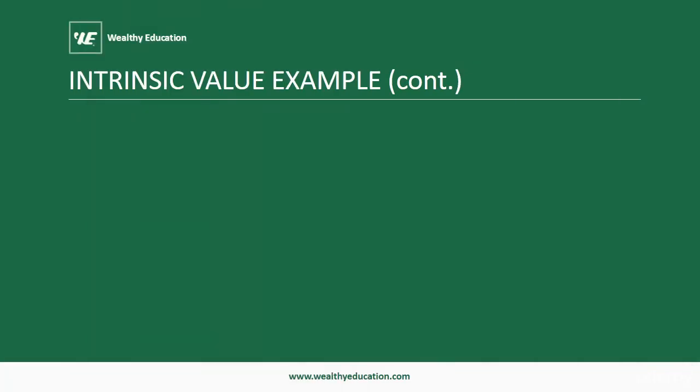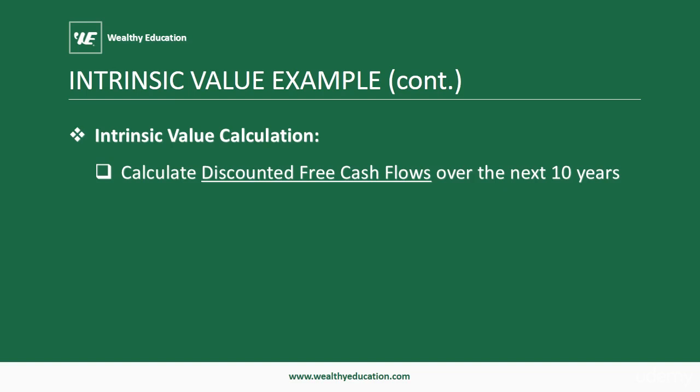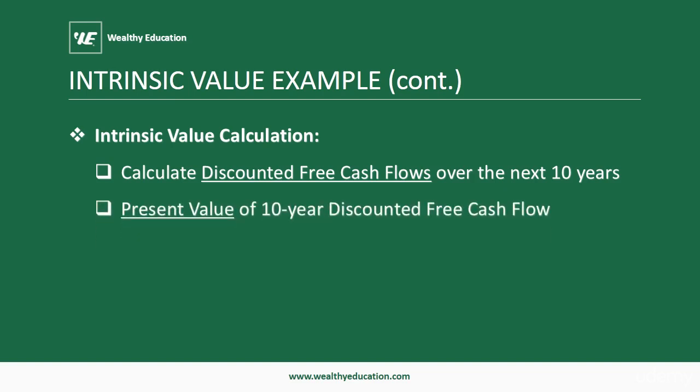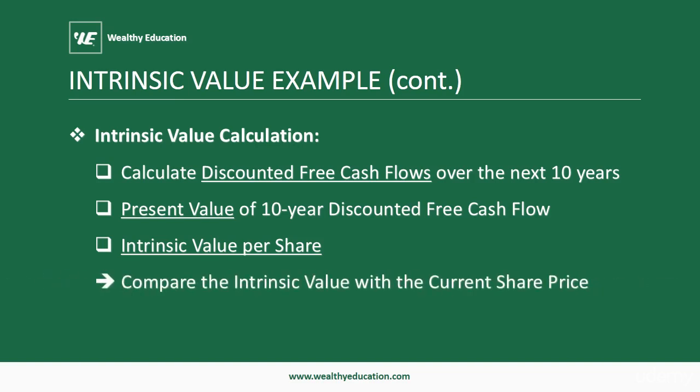In order to calculate the intrinsic value, there are several steps that we'll need to follow. Firstly, we'll need to calculate discounted free cash flows of the business over the next 10 years. And then, we'll put all of the discounted free cash flows together so we can come up with a present value of the 10-year discounted free cash flow. After that, we'll calculate the intrinsic value per share by taking the present value and dividing it by the total number of shares outstanding. And finally, we'll compare the intrinsic value per share with the current share price to make our investment decision.